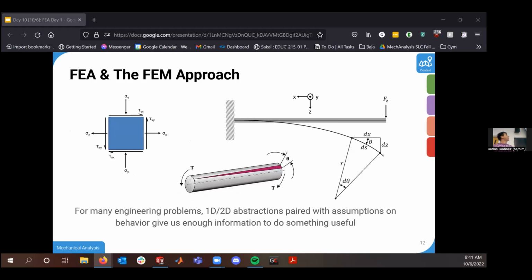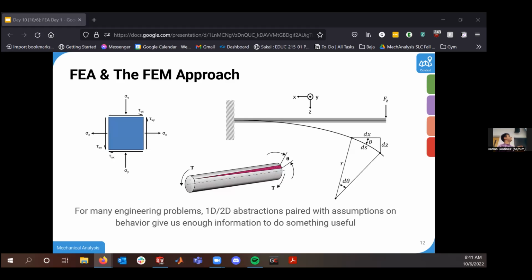Like why we need FEA and the FEM. FEM is the finite element method, if you haven't heard that before. Why do we need these approaches? Or why do we use them, rather? For many engineering problems, we can make really useful 1D or 2D abstractions, and it gives us enough useful information that we can do something with it.